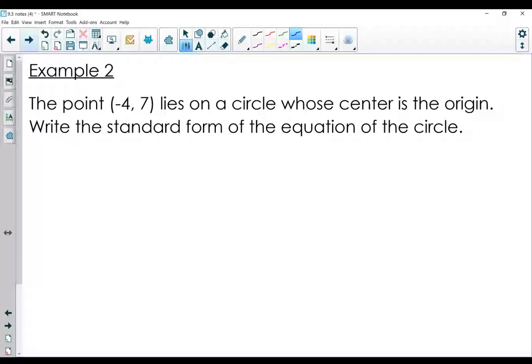For example 2, it says the point -4, 7 lies on a circle whose center is at the origin. Write the standard form of the equation of the circle. It's always a good idea to start a problem by drawing a picture. Here's my coordinate plane. Here's my circle with the center at 0, 0. It doesn't have to be a very good circle. My point that I'm looking at right now is -4, 7.